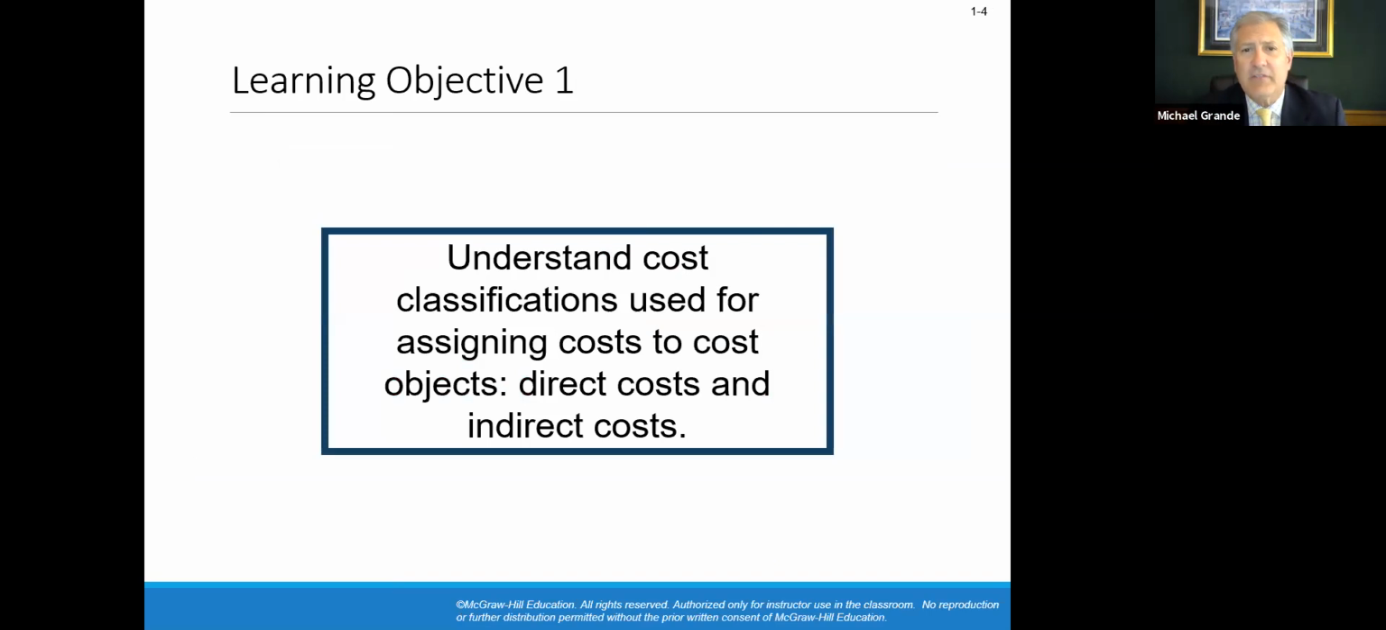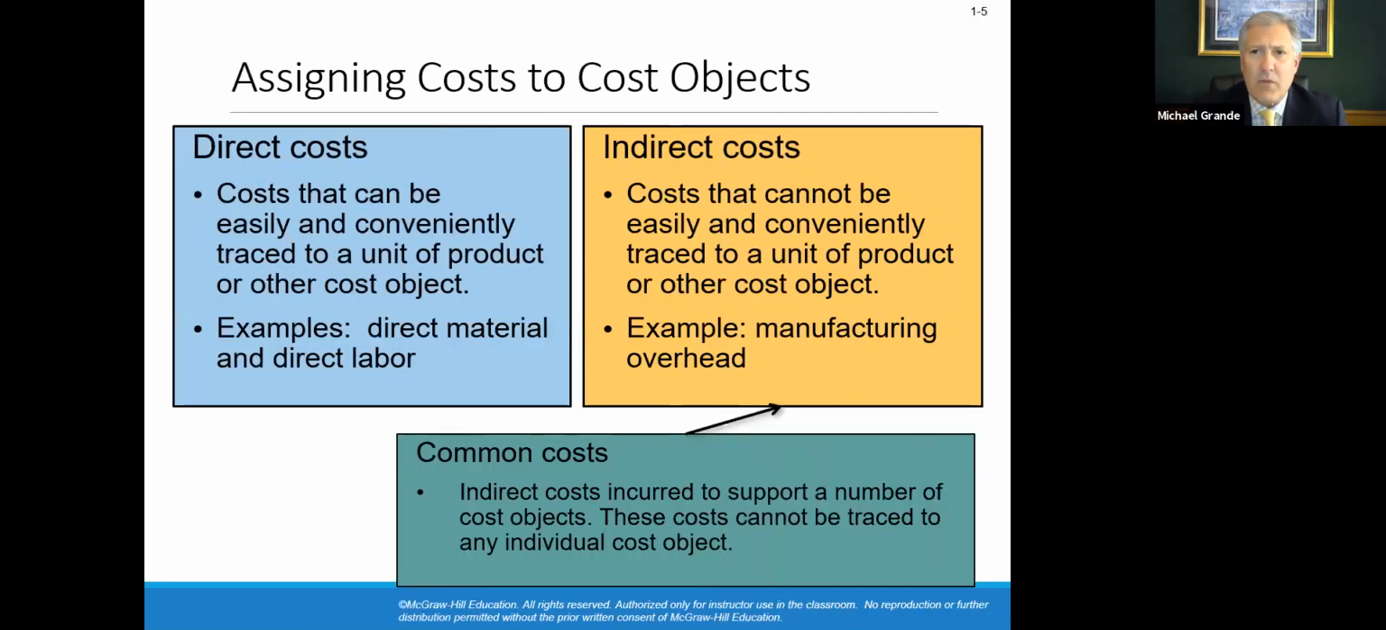Learning objective number 1 is to understand cost classifications used for assigning costs to cost objects, direct costs and indirect costs. What are direct costs? What are indirect costs? Direct costs are costs that can be easily and conveniently traced to a unit of product or other cost object. Examples are direct materials and direct labor.